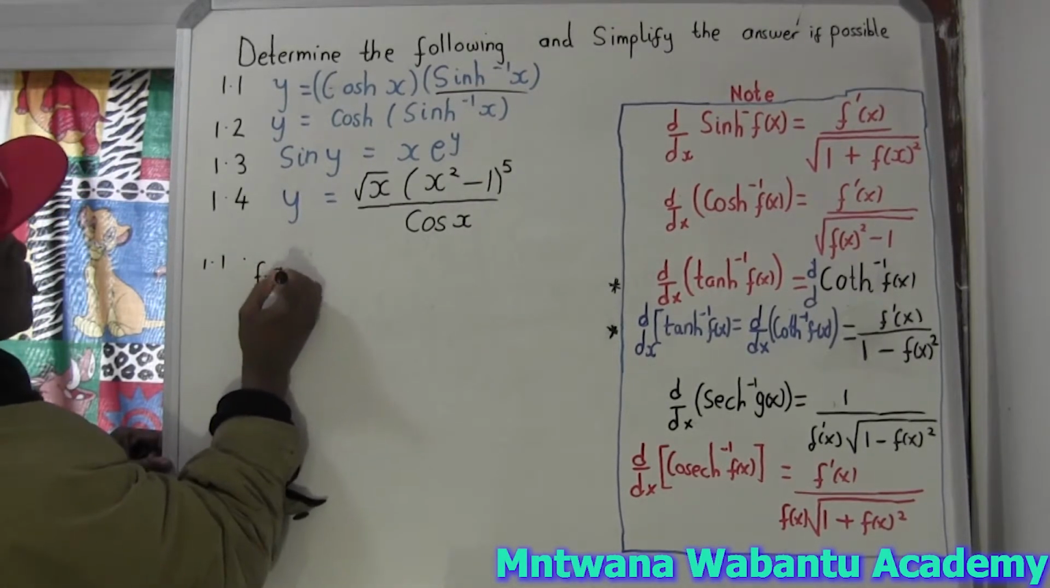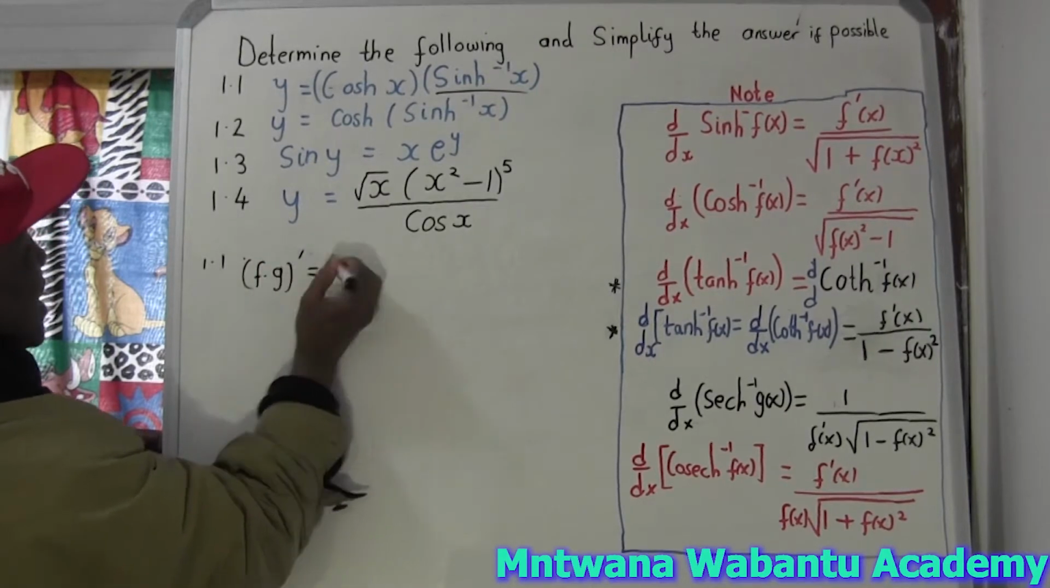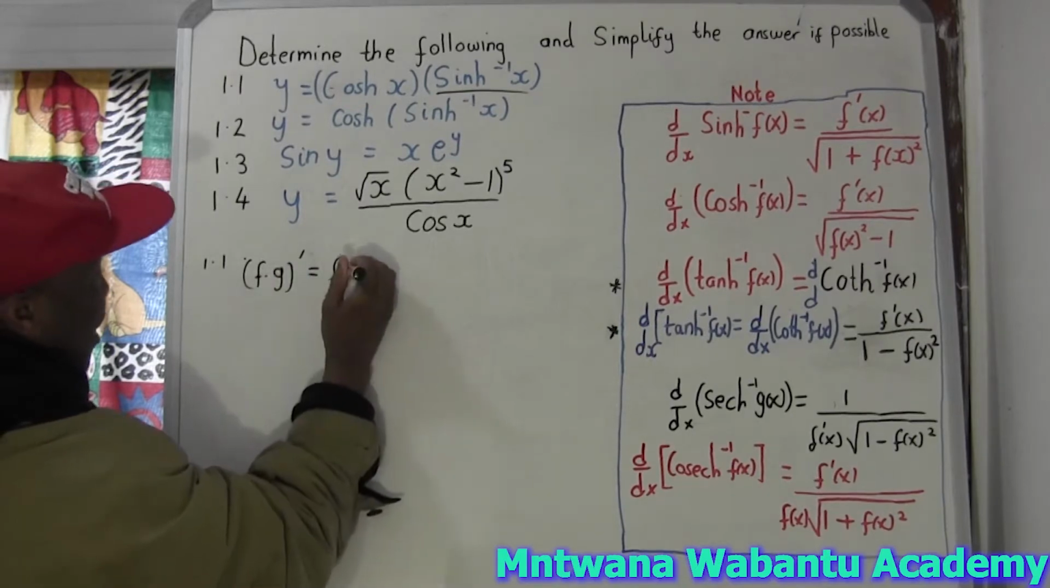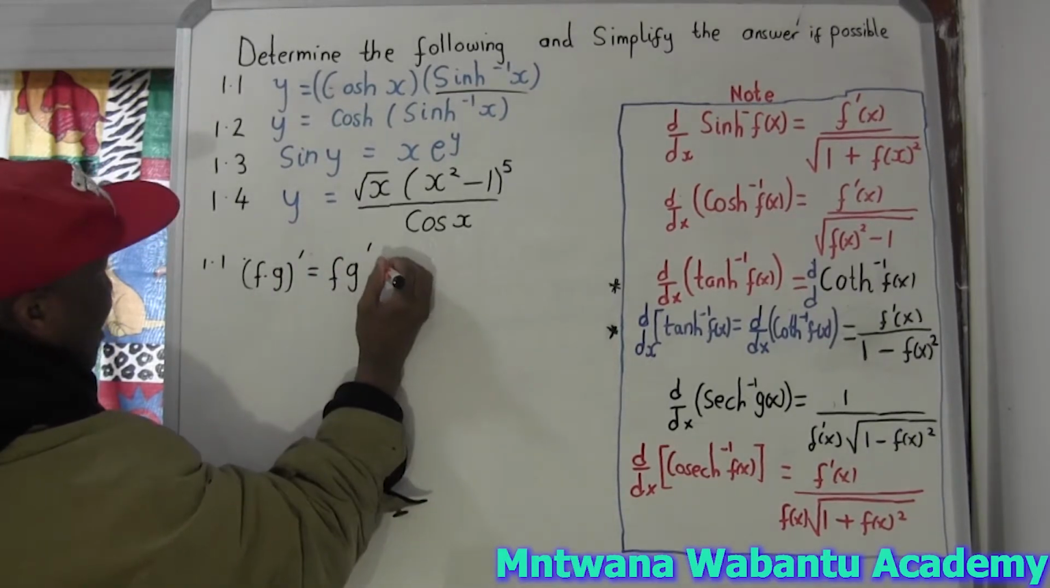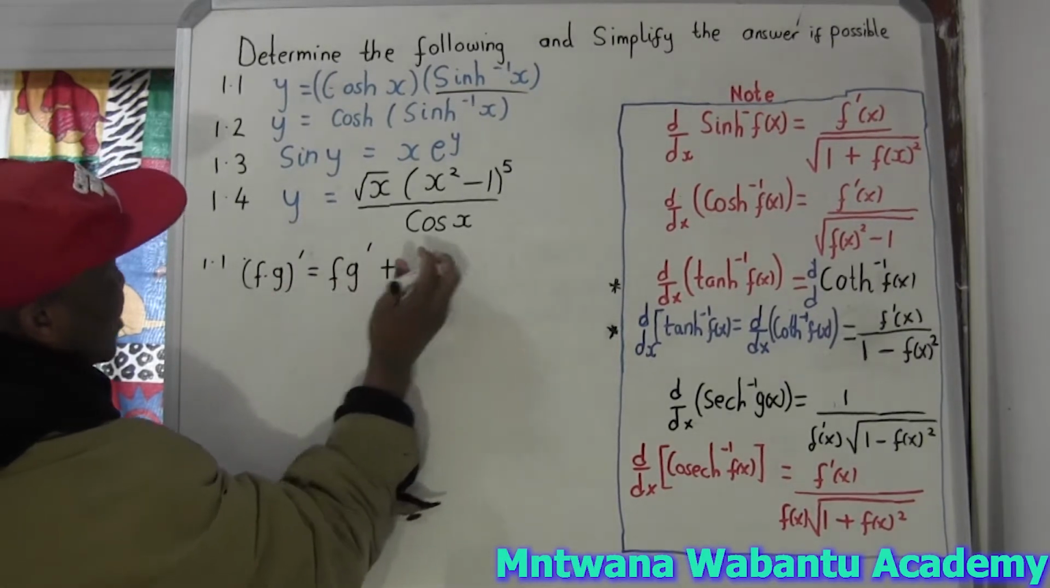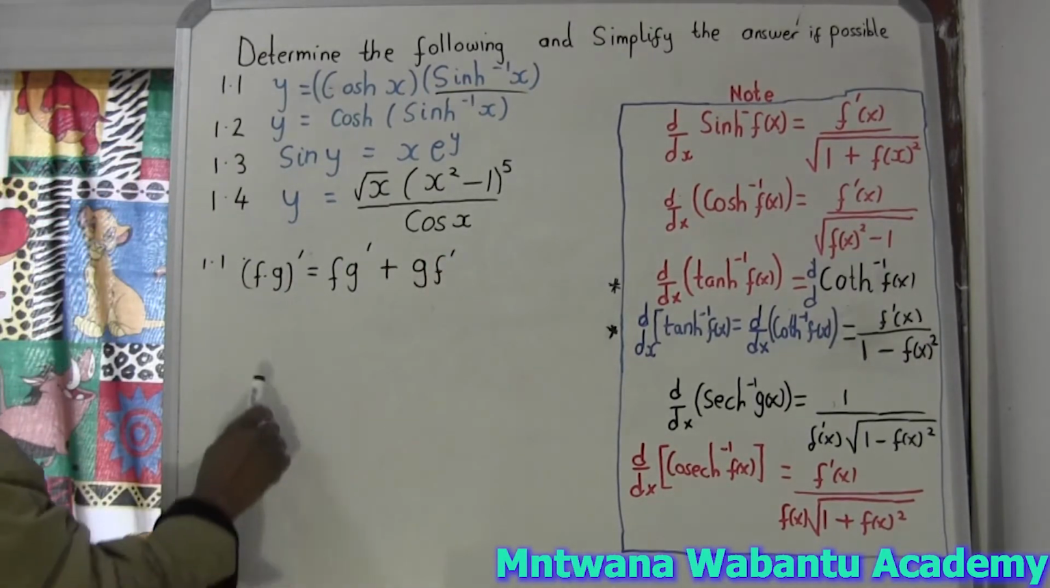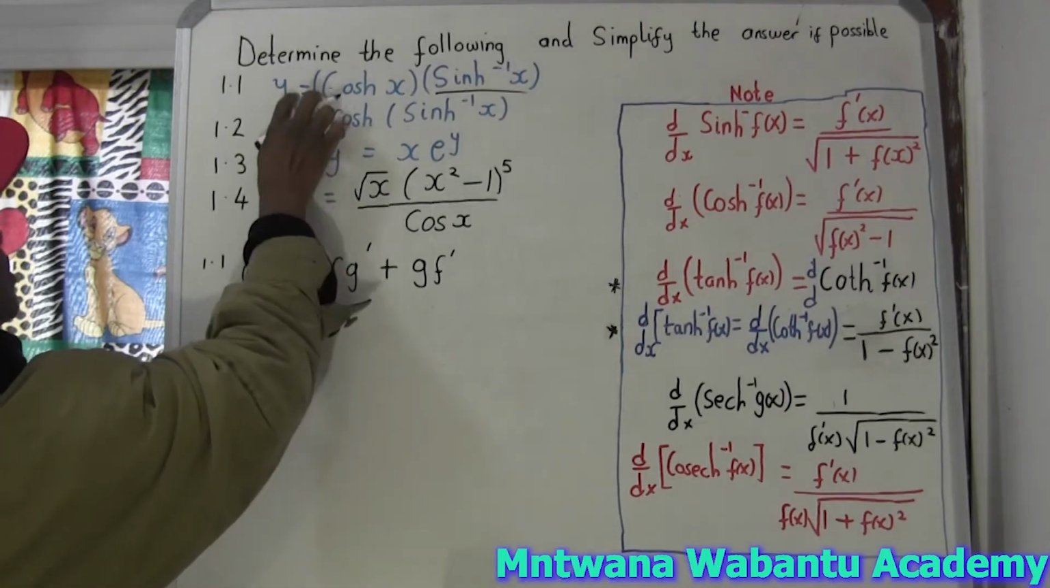If I have an f times g, and they say differentiate, you put the first one constant, the second one you must differentiate, and then we plus, now the second one is going to be constant, and then we differentiate the first one. That's the product rule. So now we do the same here, right? So now we're going to simplify.